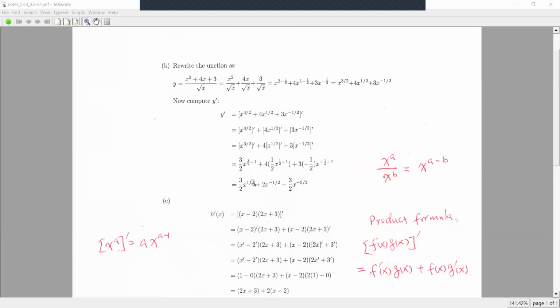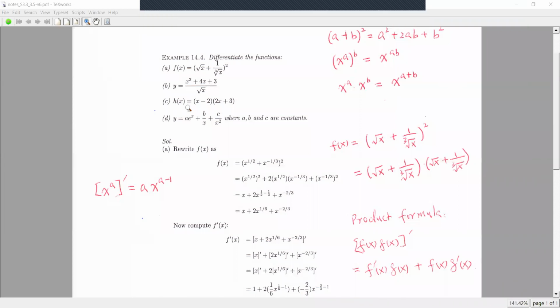3/2 minus 1, 1/2. 4 times 1/2 is 2. 1/2 minus 1, negative 1/2. 3 times negative 1/2 is negative 3/2. And negative 1/2 minus 1, negative 3/2. This is the derivative of this function.